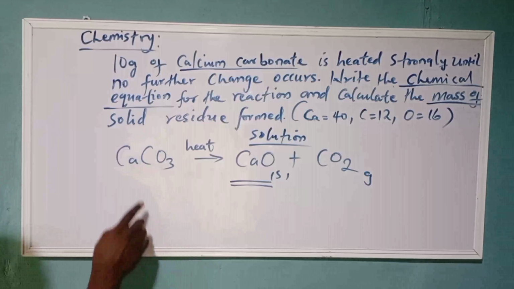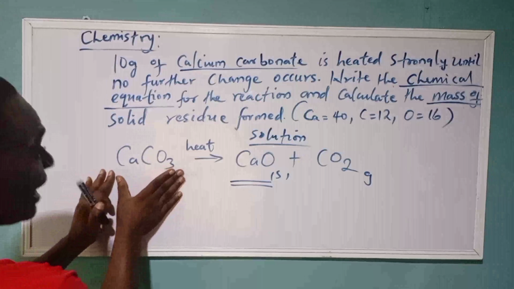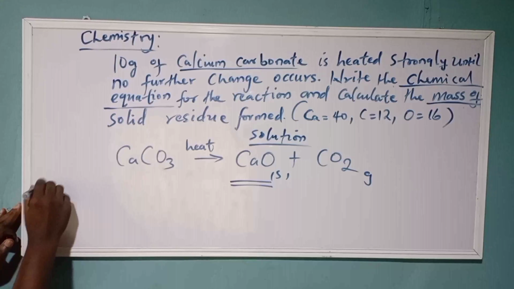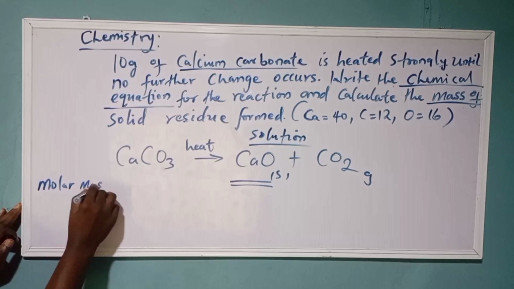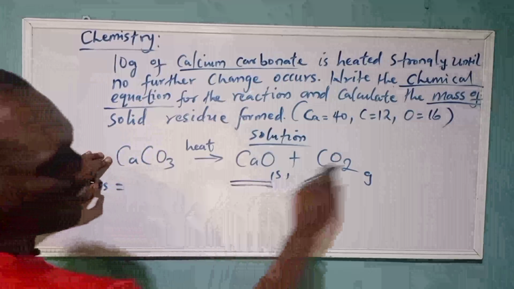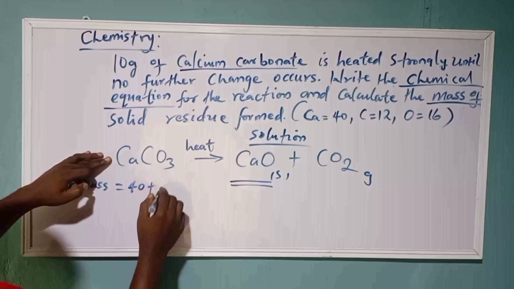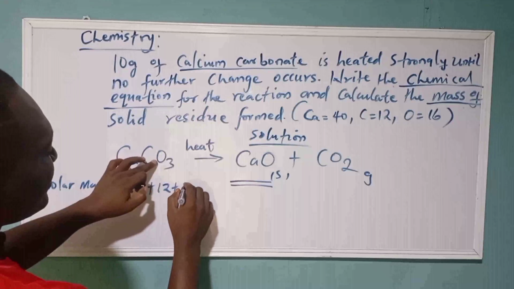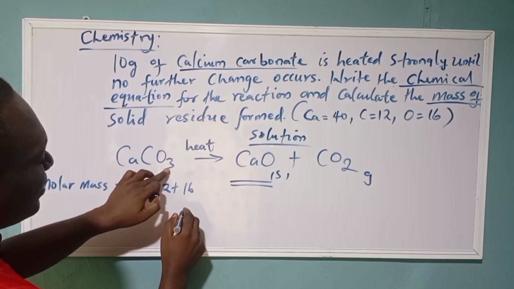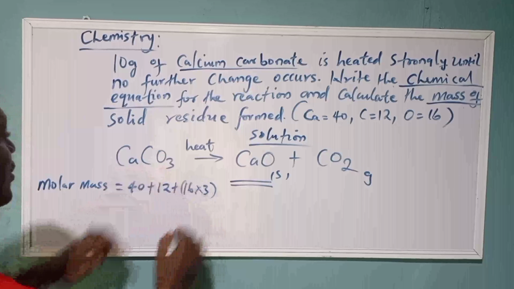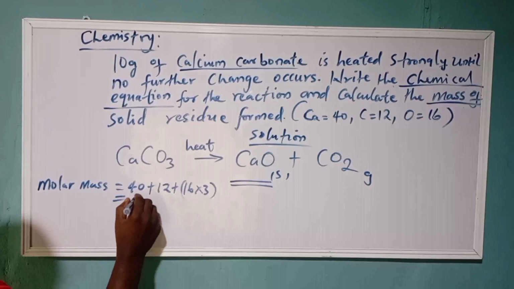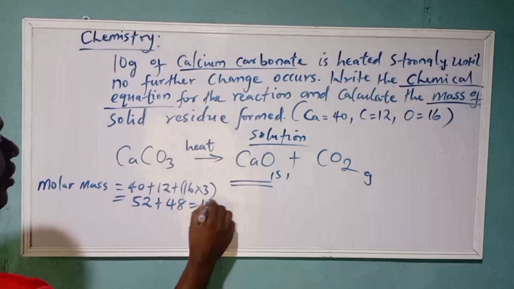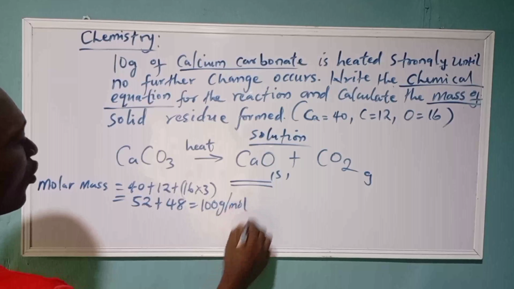But first of all, let's calculate the molar mass of calcium carbonate. The molar mass will be calcium is 40, so we have 40 plus carbon is 12, so we have 12 plus oxygen is 16 and it is tripled here, so times 3. Okay, so this is going to give us 52 plus 48. That gives us 100 grams per mole.